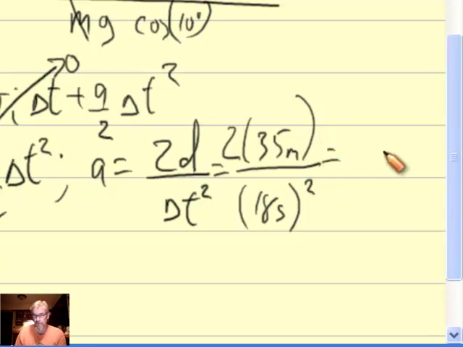If I look at what happens to my units, I end up with meters per square second, a good acceleration unit. And when I do my calculation, I find out that the acceleration was 0.216 meters per square second.